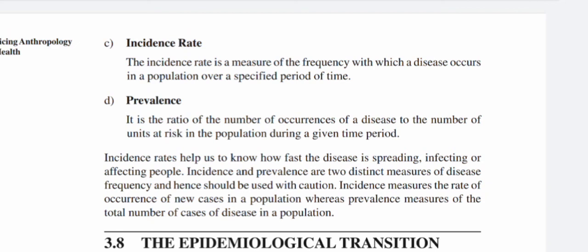Incidence rates help us to know how fast the disease is spreading, infecting or affecting people. Incidence and prevalence are two distinct measures of disease frequency and hence should be used with caution. Incidence measures the rate of occurrence of new cases in the population, whereas prevalence measures the total number of cases of disease in a population.